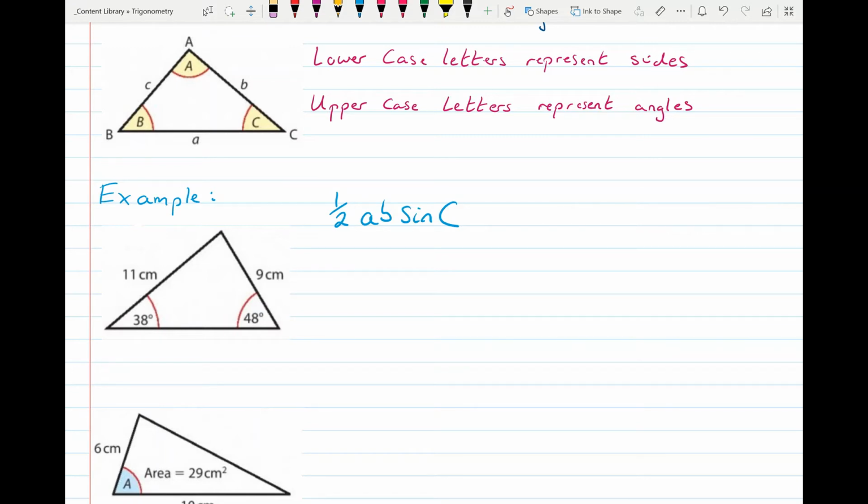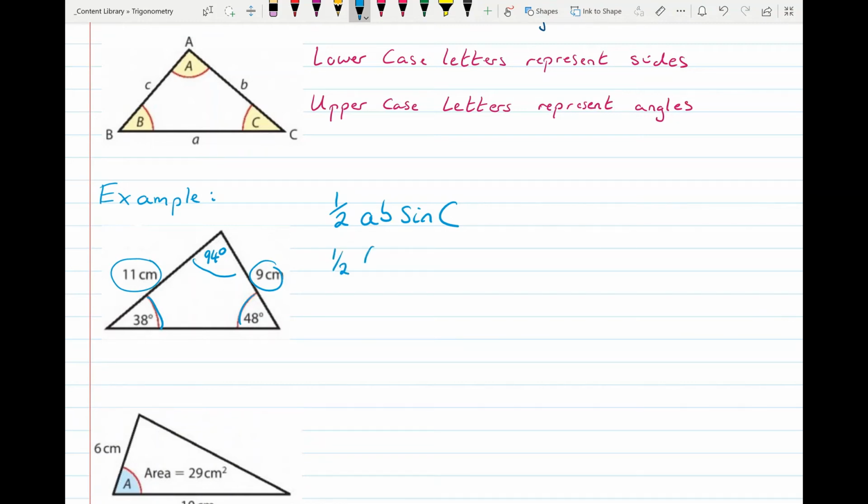I must know two sides and the angle in between. I do not know this side over here, so I cannot use these two sides, and similarly I can't use these two sides because I don't know the length of that side. However, I do know the size of these two angles, which means the remaining angle in the triangle must be 94 degrees. And once I know that, I now do know two sides either side of the angle. So I'm going to fill them in.